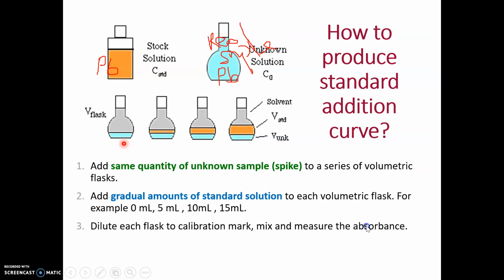Then the second step, add gradual amounts of standard solution to each volumetric flask. For example, volumetric flask 1, you don't add any standard solution, 0 ml. Then 5, 10, 15. Standard solution is the stock solution whose concentration we know. Then the last step is to dilute each flask to the calibration mark with distilled water, mix thoroughly and measure the absorbance of each flask.